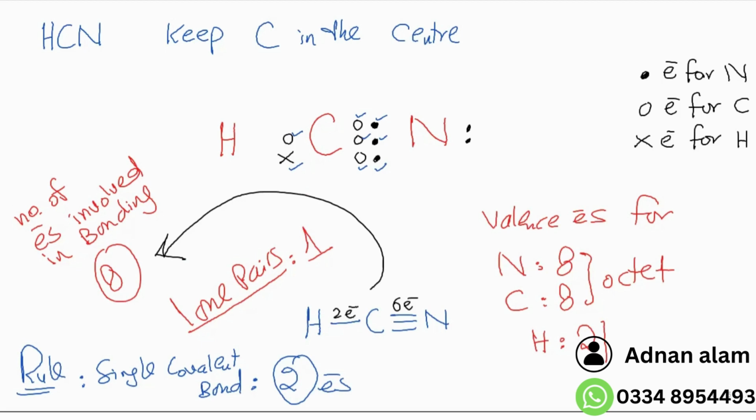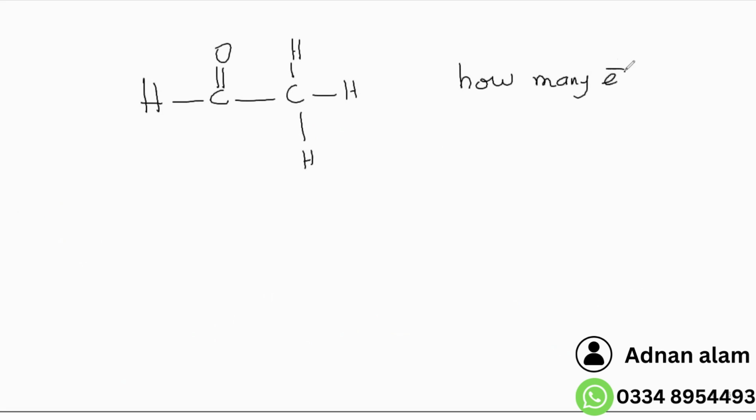Yes sir. Any confusion? Okay. Now, can you tell me how many electrons are involved in the bonding here? If I draw it like this, how many electrons are involved in the bonding? What is the answer? 14. We just discussed that a single covalent bond has 2 electrons.